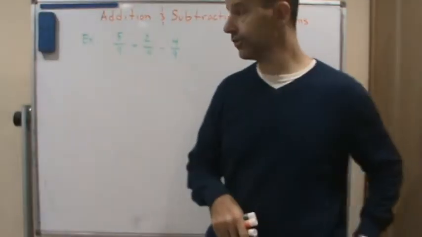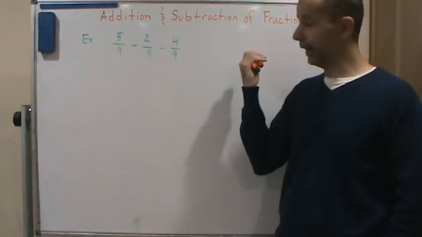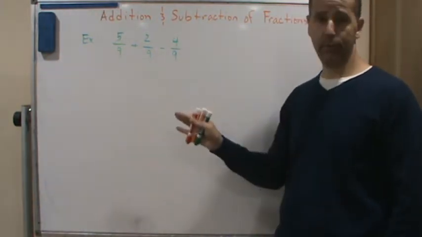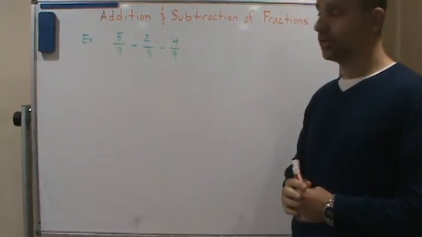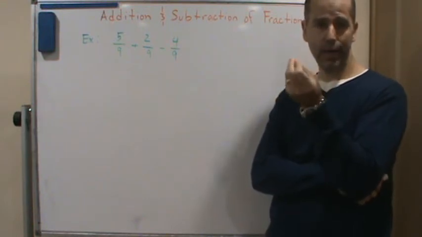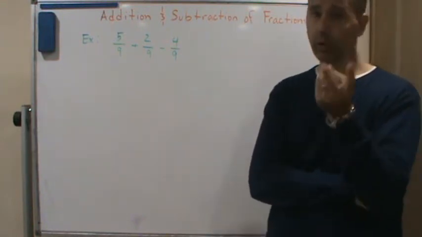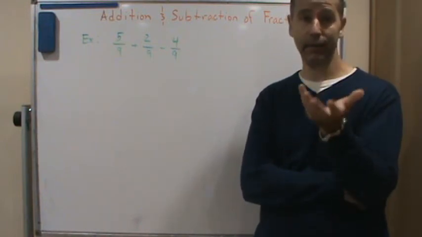Okay, so we're going to start talking about adding and subtracting fractions. Let's start with an example, because I think that's going to be the easiest way to show this. Just remember in arithmetic that there's only one way to add and subtract fractions. They have to be the same kind of fraction.